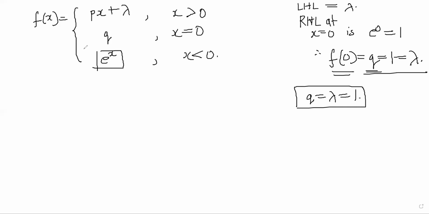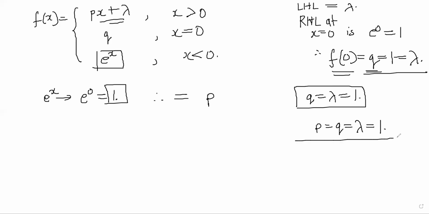And from differentiability, e power x is the right-hand derivative. So e power 0, or 1, is the right-hand derivative. And therefore, that should be equal to the left-hand derivative, which is p here. So p is equal to q is equal to 1, is equal to lambda is equal to 1, right?